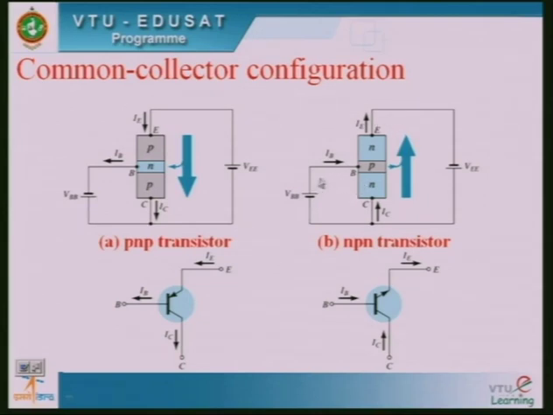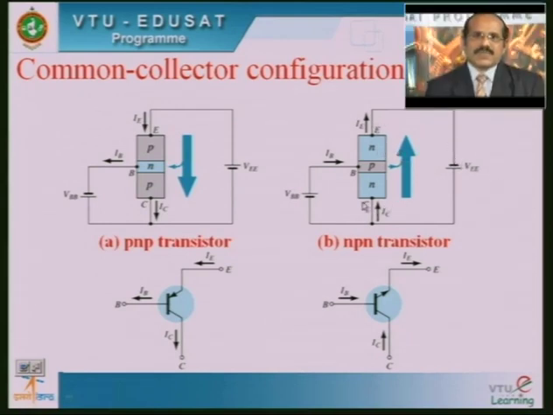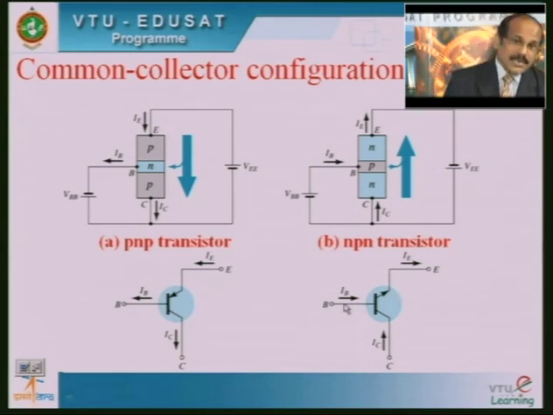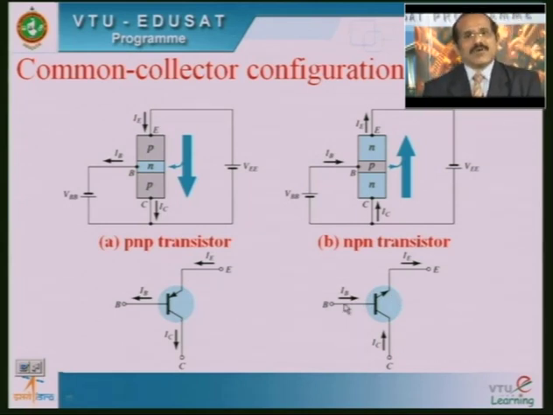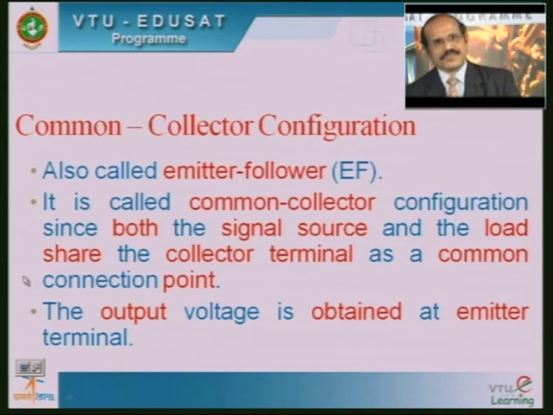And apart from that, you can see that the input junction, that is the base collector junction, is forward biased by connecting the P layer to the positive terminal of VBB with reference to the collector. Similarly, the emitter collector junction is reverse biased by connecting the emitter to the negative terminal of VE with reference to the collector here. This is the symbol of the PNP transistor in common collector configuration, and this is the symbol of the NPN transistor using common collector configuration.